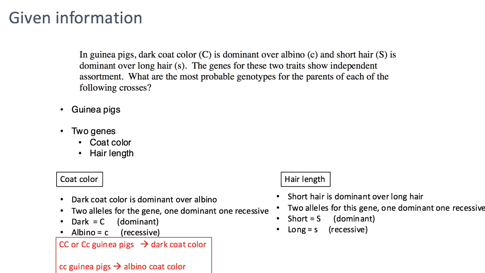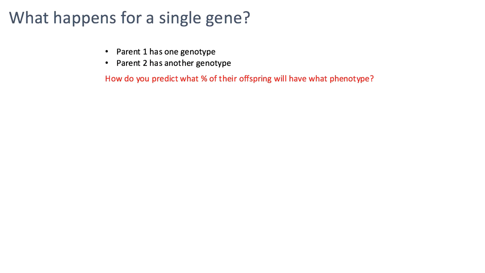So that's the setup information that they give us for the problem. Before we dive into solving parts A through G, let's step back and review what exactly happens for a single gene when you know the genotype of both parents. More specifically, how do we predict what percentage or fraction of their offspring will have which phenotypes and which genotypes? The way we've seen to work on this in the course lecture is by using Punnett squares. Let's review how that works.